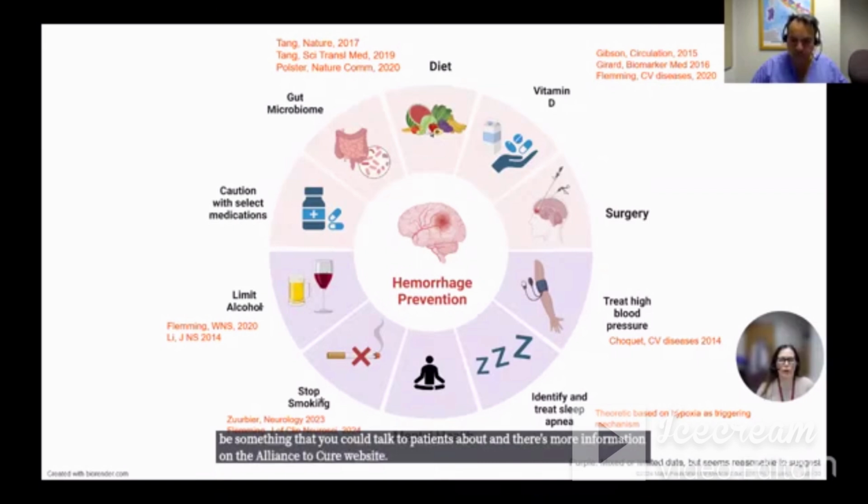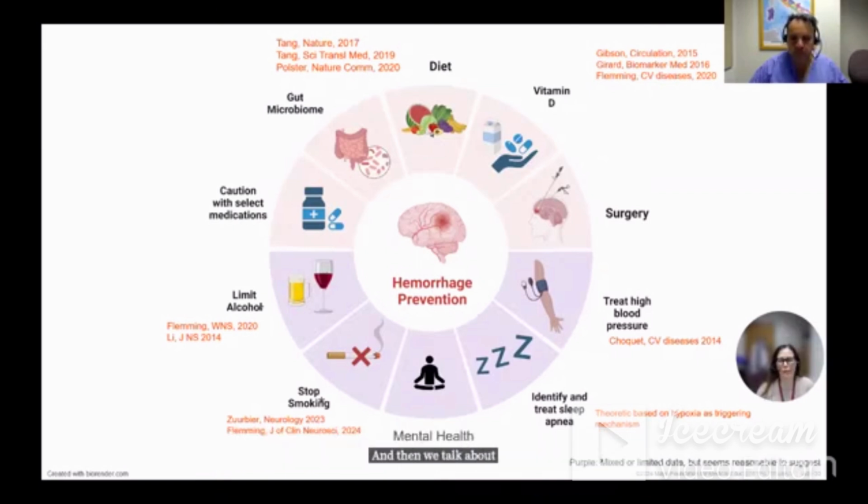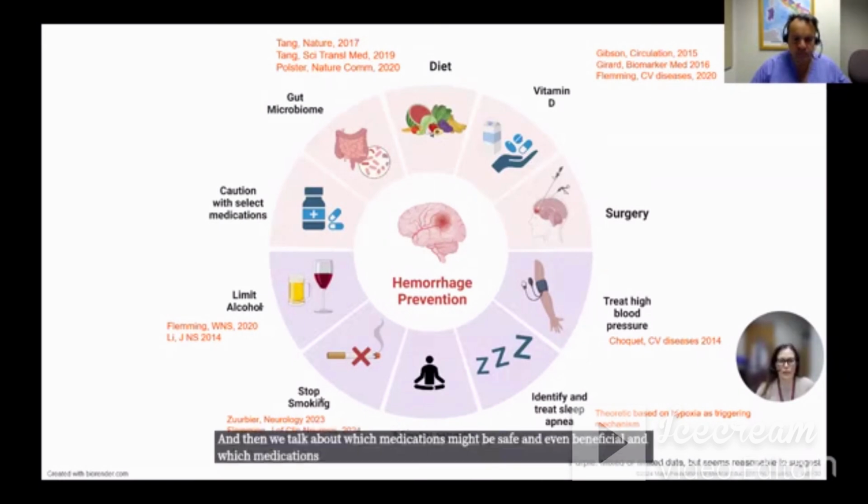And then we talk about which medications might be safe and even beneficial and which medications might have a deleterious effect on the cavernous malformation. And I will mention those shortly.